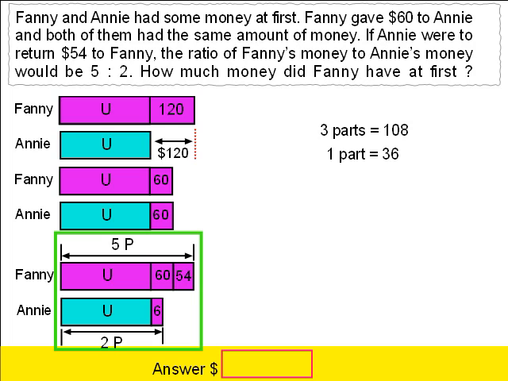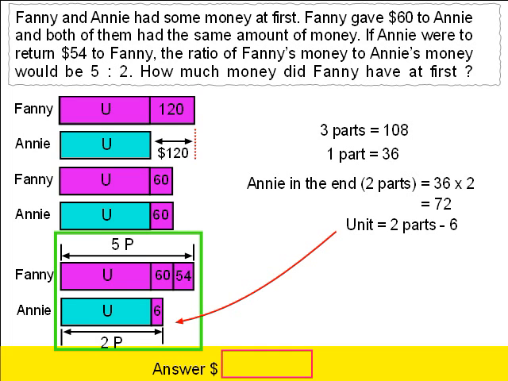Okay, so if 1 part is $36, then Annie in the end will have 2 parts left. So Annie has 36 times 2. Why do we want that? Because we want to find 1 unit, don't forget. So Annie has 2 parts, which is 36 times 2, which is $72. That means 2 parts is $72. By looking at this part of the model straight away, we know that 1 unit is equivalent to 2 parts minus $6. Alright, comparing the models. Since we know that 2 parts is $72, 1 unit is equal to $72 minus 6, which is equal to $66.